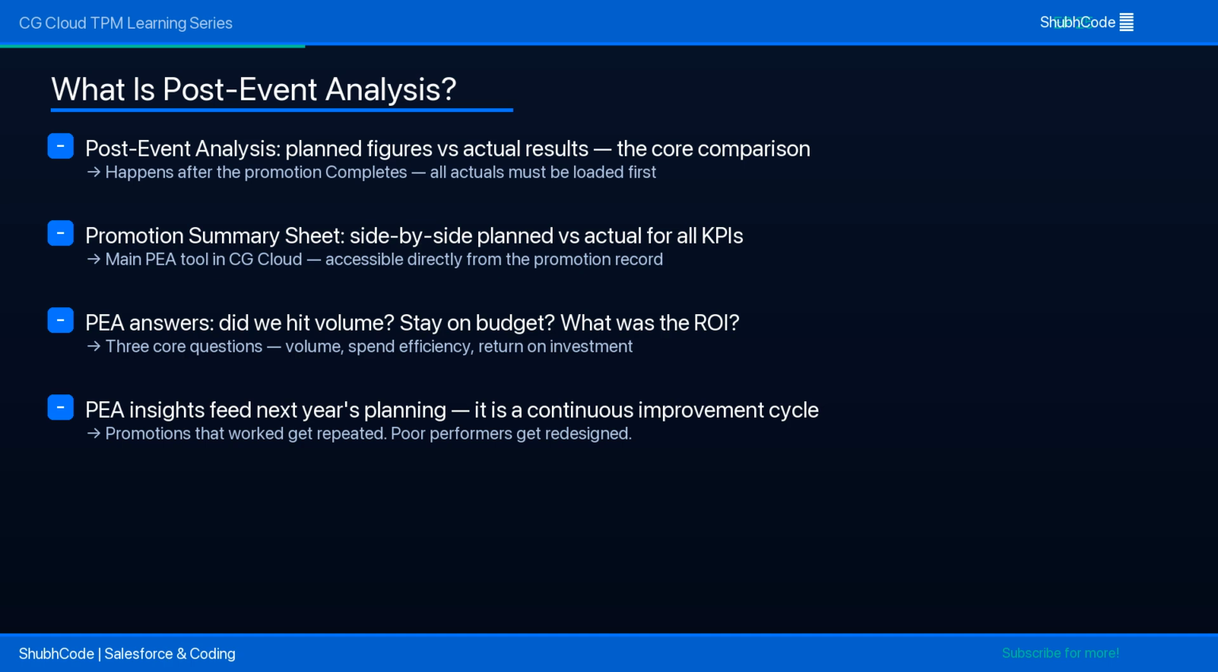PEA is a combination of reports, dashboards, and KPI views built on top of Cloud Promotion C data. The Promotion Summary Sheet is your main tool. It gives a side-by-side view of planned versus actual for every key metric. And insights from PEA feed directly back into next year's planning. That's what makes it the final step in the promotion life cycle.